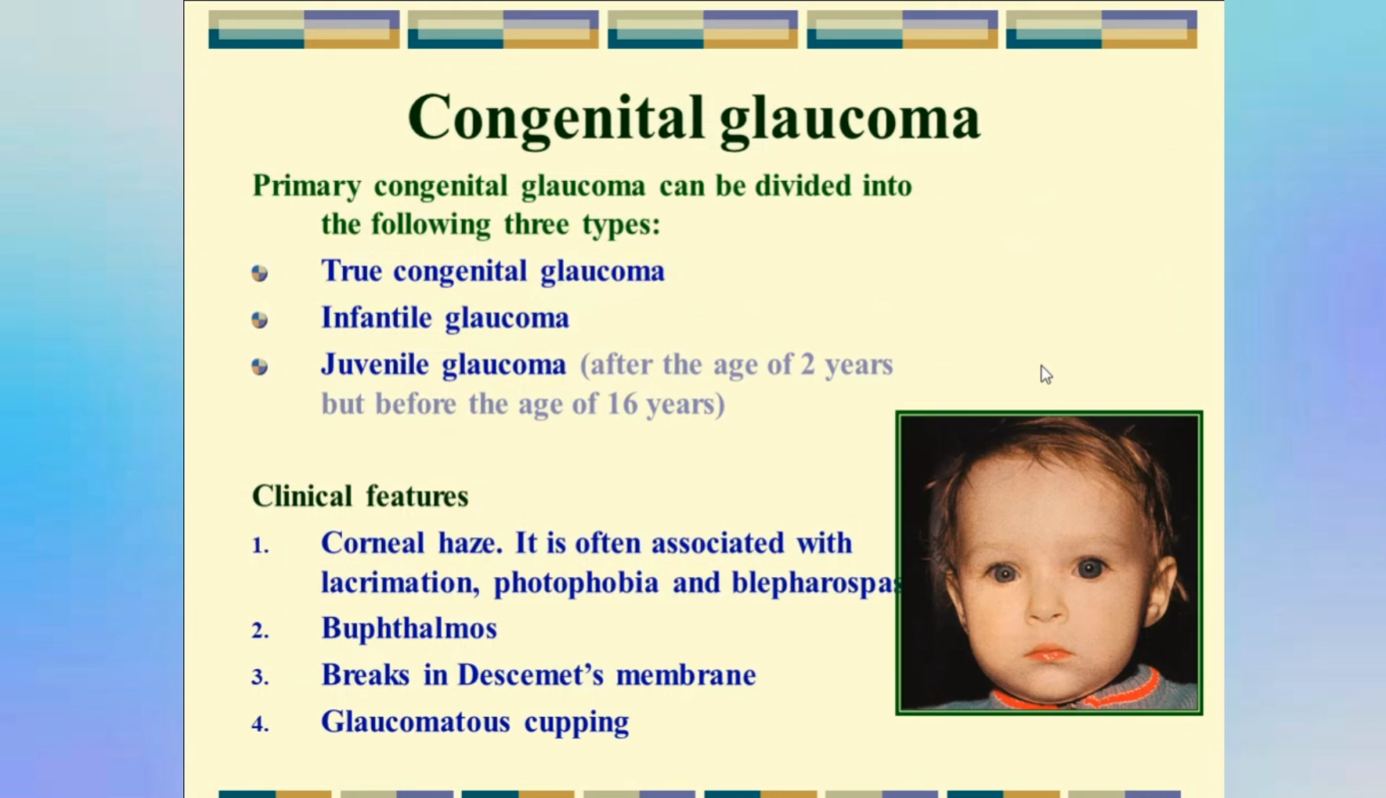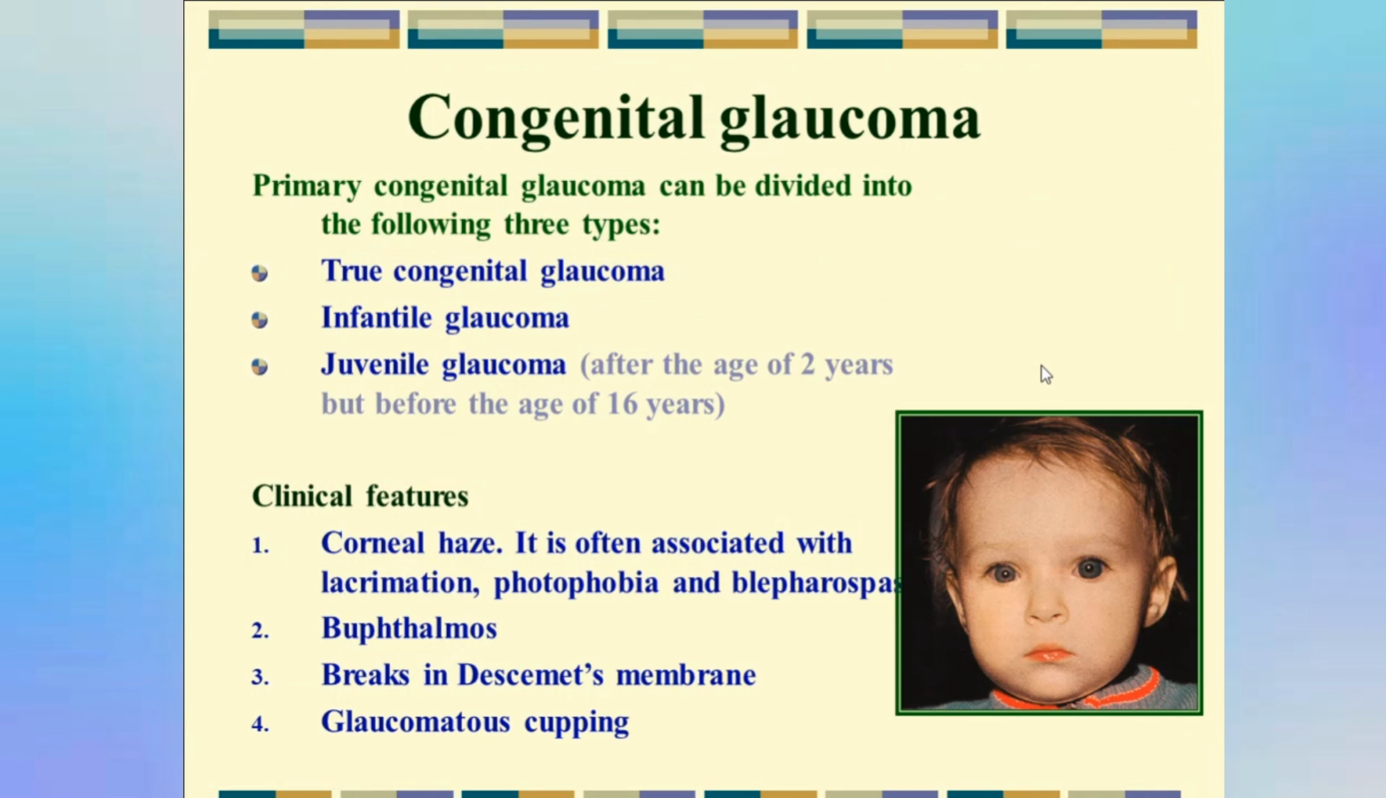I would like to tell you some words about congenital glaucoma. It's rather a difficult condition, rather a dangerous condition. For example, if you are a GP or if you will work with children, you should think and remember about this glaucoma. You should suspect this glaucoma in time, diagnose and help children. So, primary congenital glaucoma can be divided into three types: true congenital glaucoma, which appears in newborns; infantile glaucoma; juvenile glaucoma.